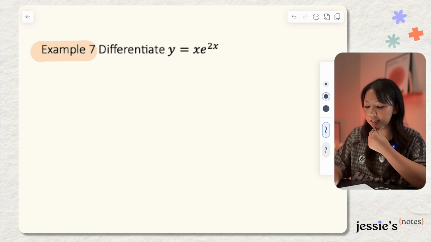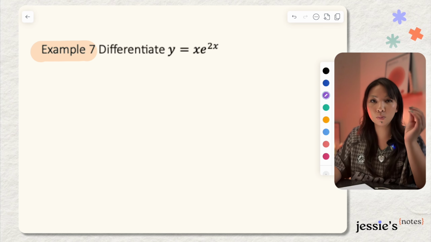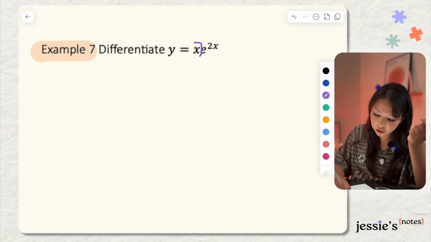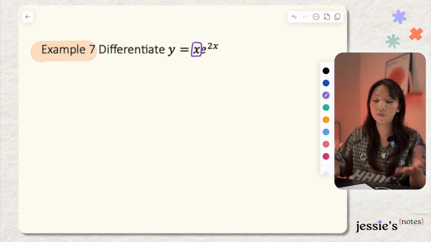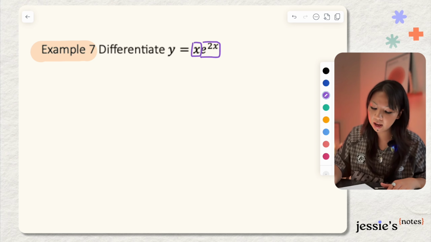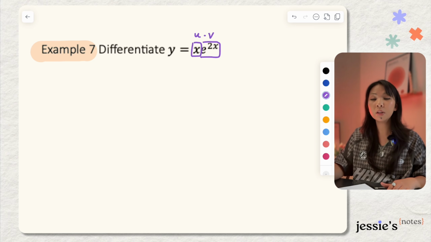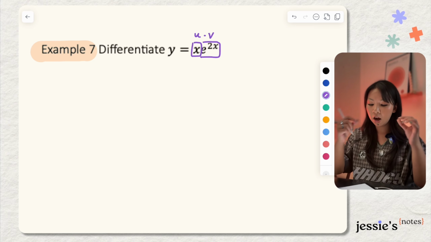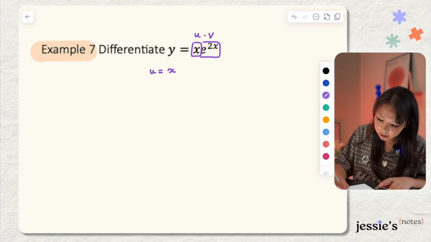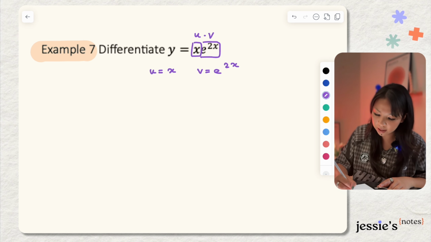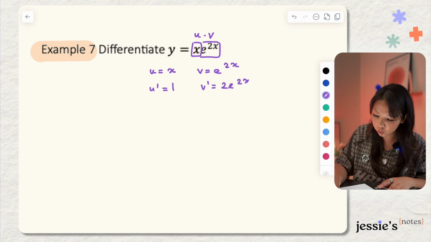Well, whenever you see two functions multiplying to each other, so the two functions that I'm referring to is when something has an x and another thing has an x, that's how you define it as being two separate functions, then you're going to have to use product rule. Remember product rule. So we're going to let the first function be u. So u is equal to x, v is going to be e to the 2x. And then I'm going to find u dash is 1 and v dash is 2e to the 2x.